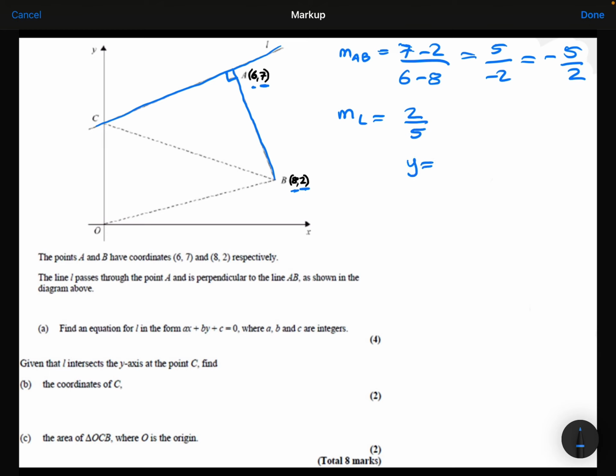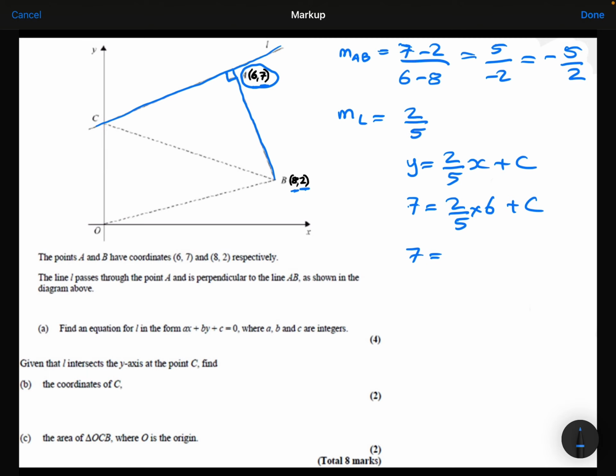I can now say for line L, y equals mx plus c. I know L passes through the point A, so I can use the fact that y is 7 when x is 6 to help me to work out what c is.